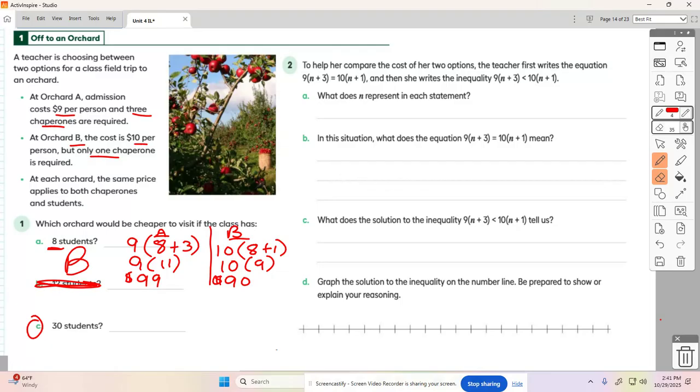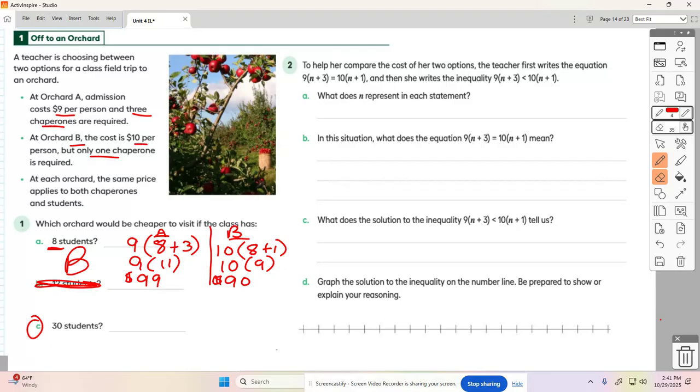I have a question. Where'd you get the 3 from? Because this one needed 3 chaperones. Oh, I see. So it was $9, and 8 students, plus it said we needed 3 chaperones. Right here.